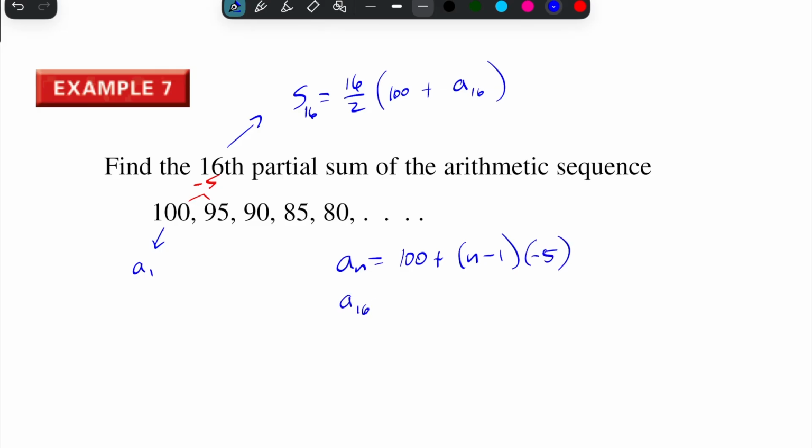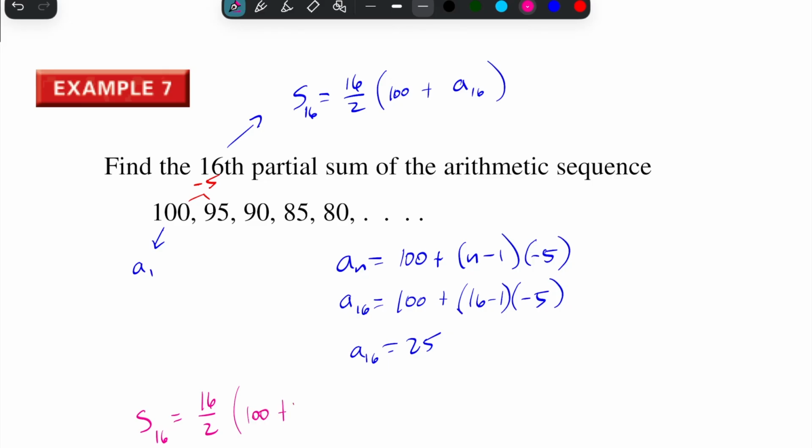So A16 is going to be 100 plus 16 minus 1 times negative 5, which, again, we'll pop into a calculator, and we end up with 25. My 16th term is 25. Now the sum of the first 16 terms is 16 over 2 times 100 plus 25. 16 over 2 is 8 times 125, which is 1,000.